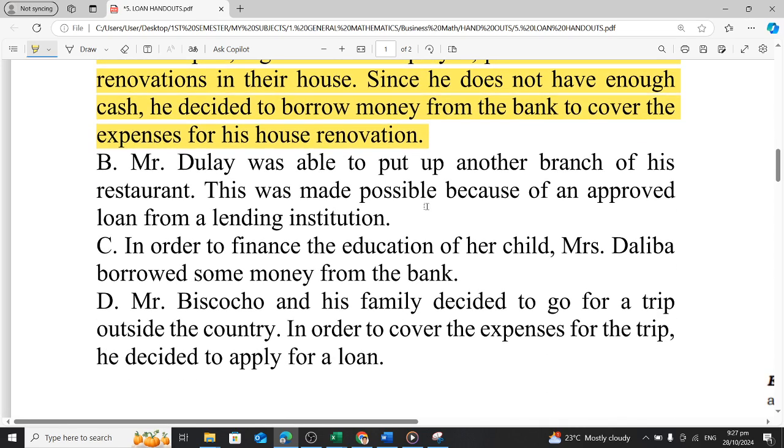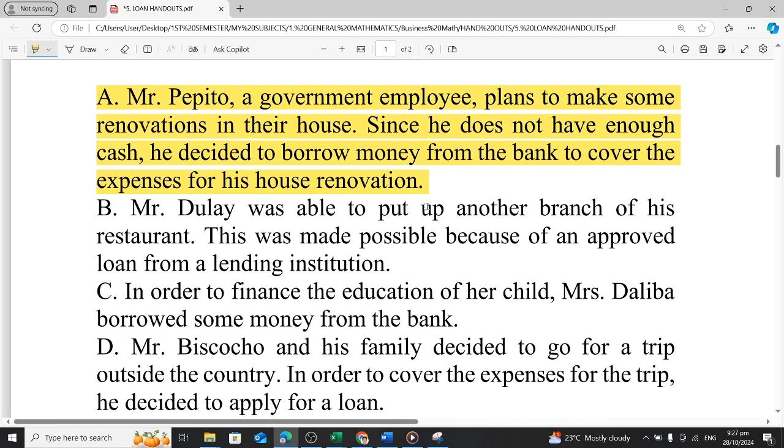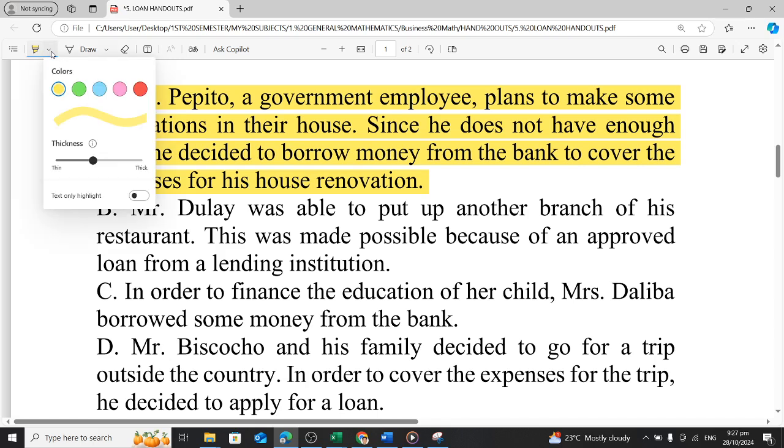Okay, now let's have letter B. Mr. Dulay was able to put up another branch of his restaurant. This was made possible because of an approved loan from a lending institution. So, gusto siya mag-loan for the purpose of making another branch of his restaurant. This is a business purpose, meaning to say, example B is a business loan.